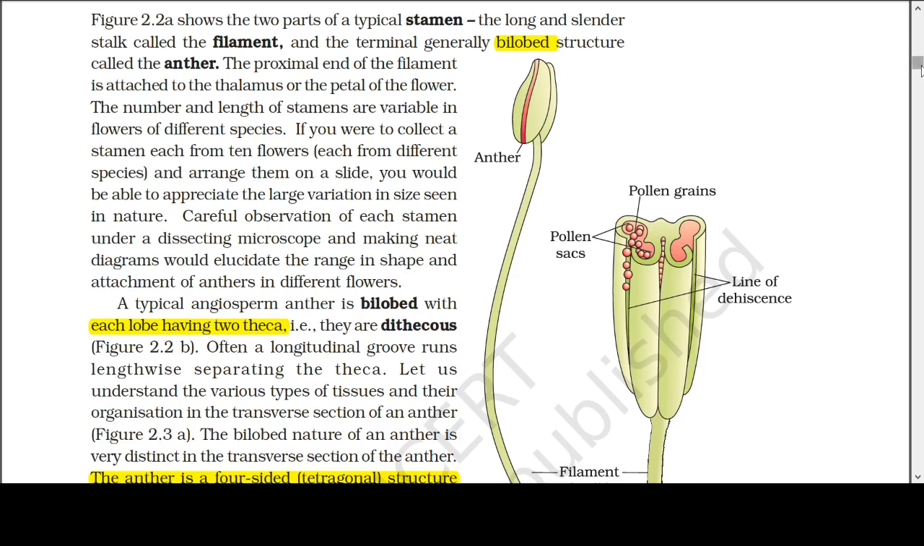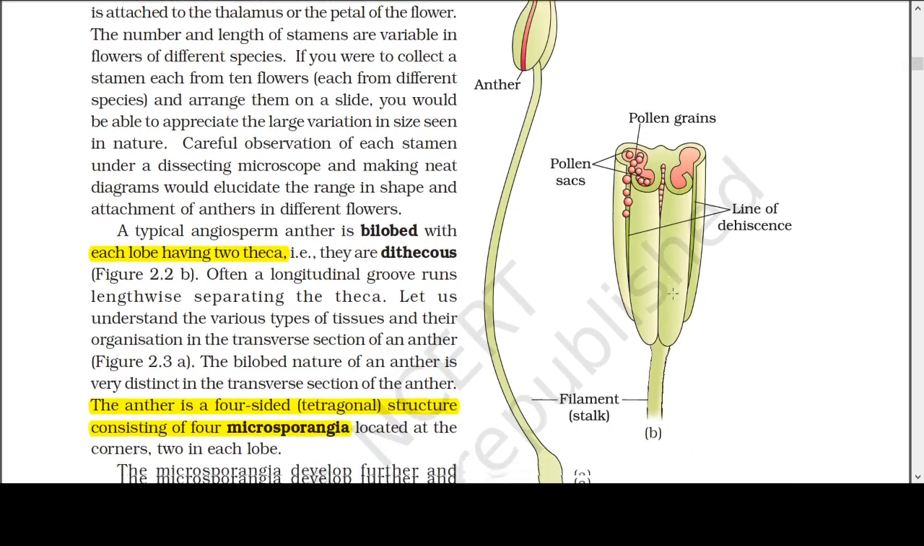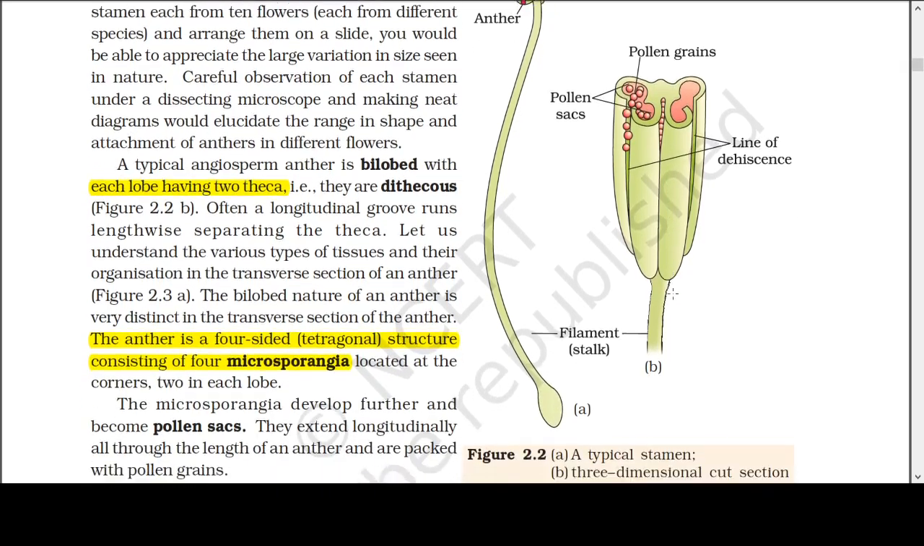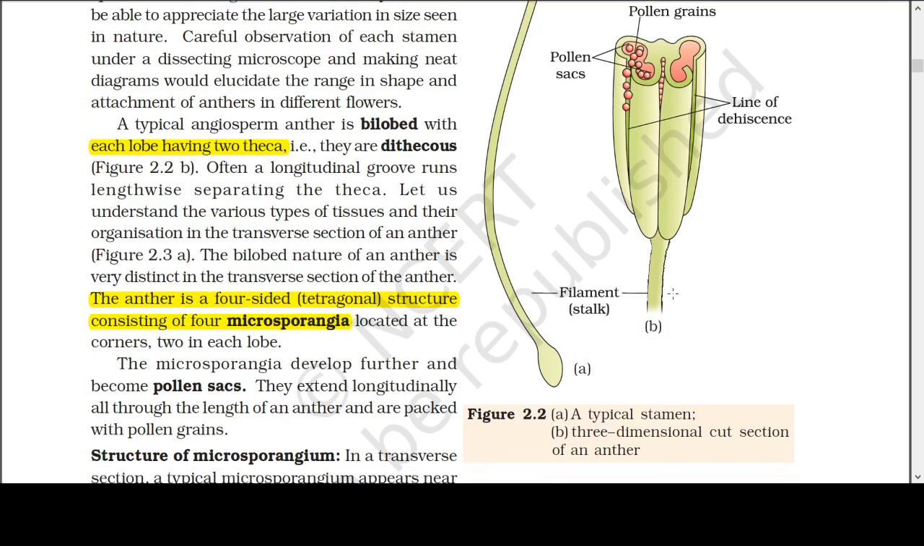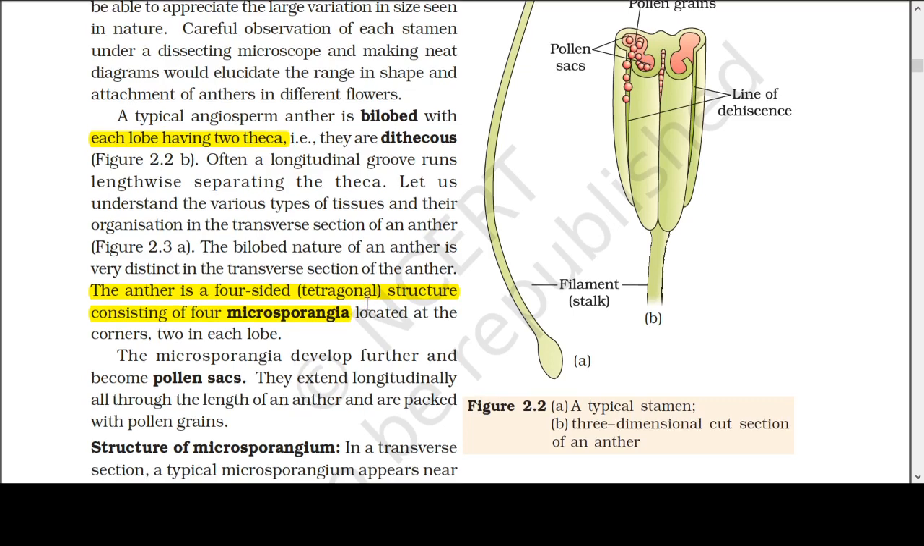Since a typical anther has 4 thecae or 4 microsporangia, they are called microsporangia because the microspores or pollen grains are formed within the structure. So with 4 microsporangia, it is called tetrasporangiate. I hope the name is not mentioned here. Is it mentioned? It is called tetrasporangiate.